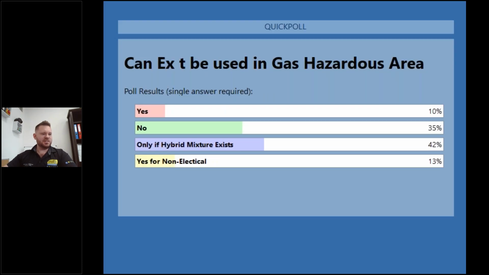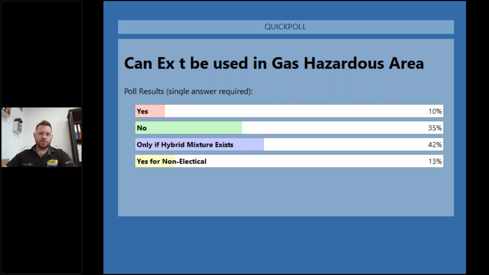So, can EXT be used in a gas hazardous area? Now, can you? Yes, but as long as you're not using that protection technique. Say you had a fluorescent light and it was rated for EXE, increased safety, and EXT. You would need to identify and ensure you're installing the installation to EXE. So the first answer is incorrect.